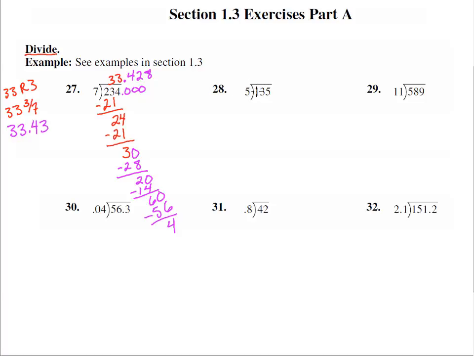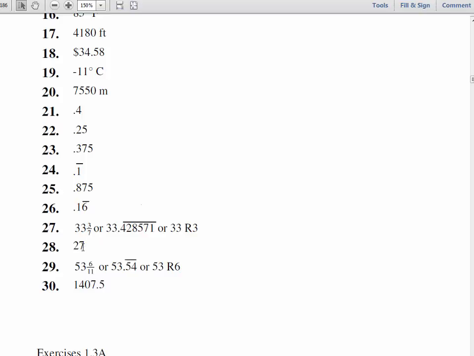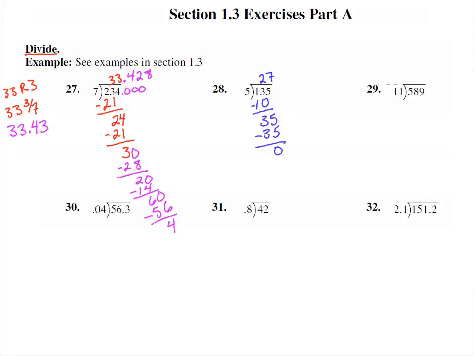5 goes into 1, no. 5 goes into 13 twice. 2 times 5 is 10. Subtract and we get 3. Drop down the 5. 5 goes into 35 7 times. Hey, this one goes evenly. That is nice. So 27 is our answer. Let's double check it here at the back of the book. Yes, indeed, 27.